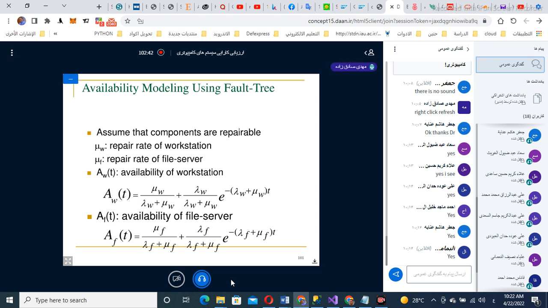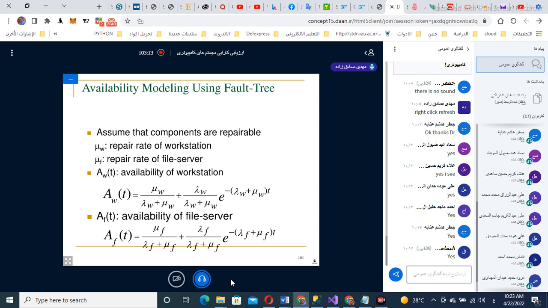Availability modeling using fault tree. Assume that components are repairable. Mu W is the repair rate of the workstation and mu F is the repair rate of the file server. A_WT, the availability of the workstation, equals mu W divided by lambda W plus mu W, plus lambda W divided by lambda W plus mu W, multiplied by e to the exponent minus lambda W plus mu W, multiplied by t.